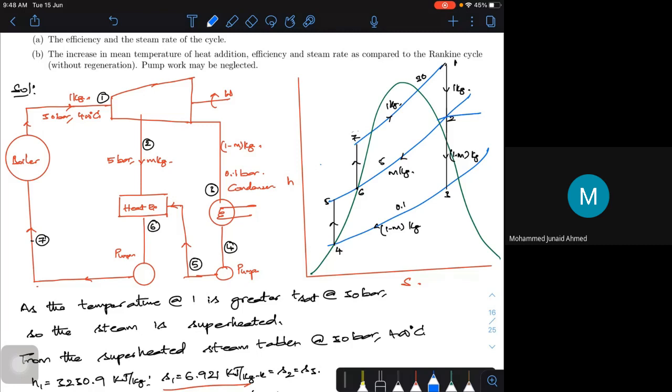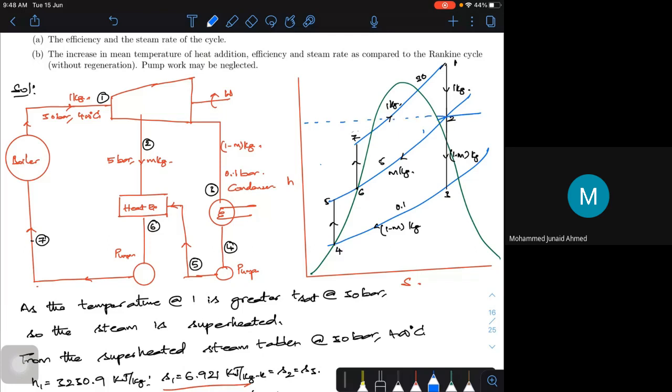So rather than that, I can directly go to your HS diagram and get that particular value. So your 1 to 2, you can drop it to where point 2 is crossing your 5 bar. So this is your 5 bar. Wherever it crosses, you draw a horizontal line like this.